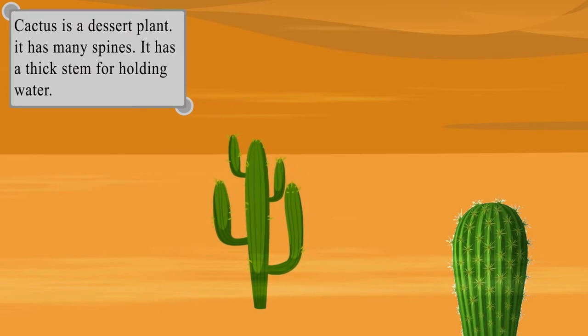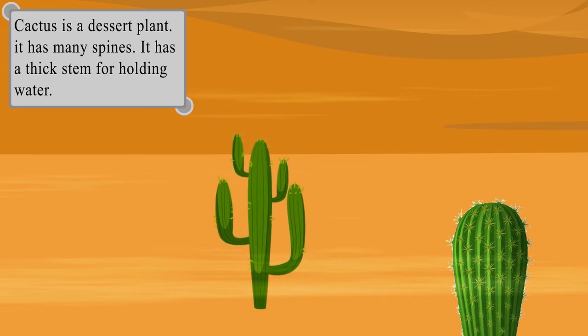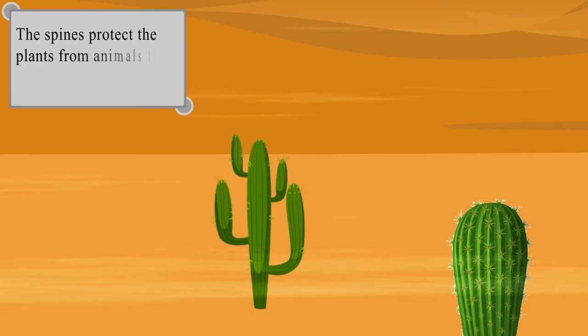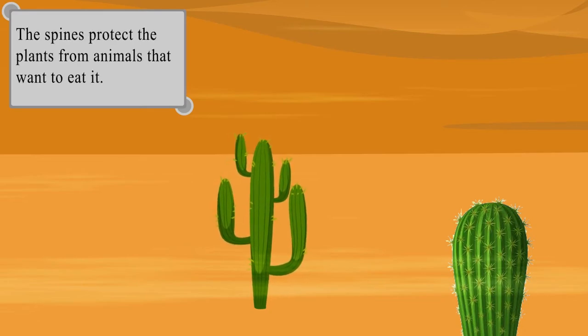Cactus is a desert plant. It has many spines. It has a thick stem for holding water. The spines protect the plant from animals that want to eat it.